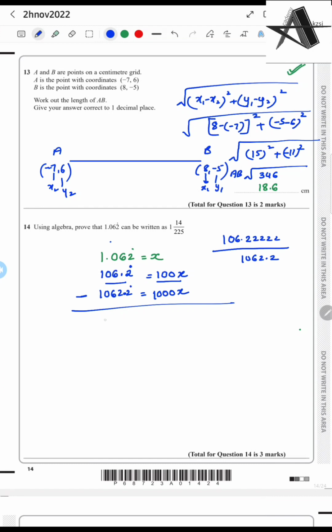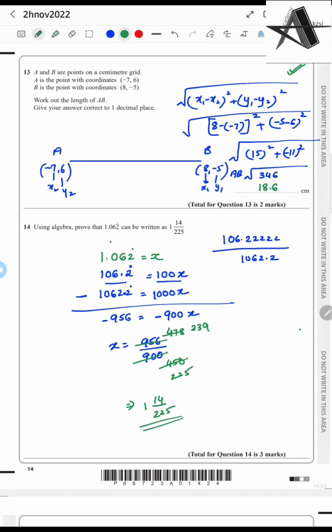So this comes out to be 956, and this comes out to be 900x, so x is equal to 956 over 900, which can be simplified. This is 2 times 450, this is 478. Further, this will be 225, and this will be 239. Now if I convert it into a mixed fraction, it will be 1 and 14 over 225, and that's our answer. We have proved it.